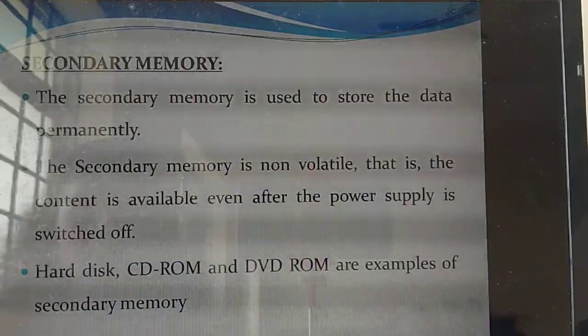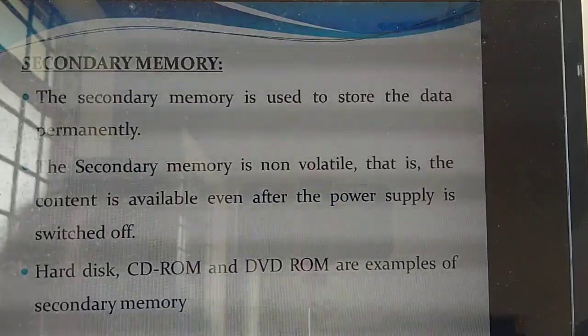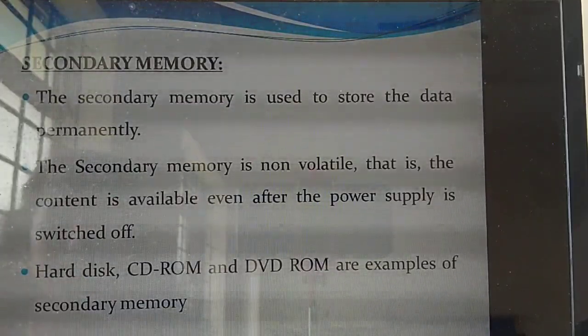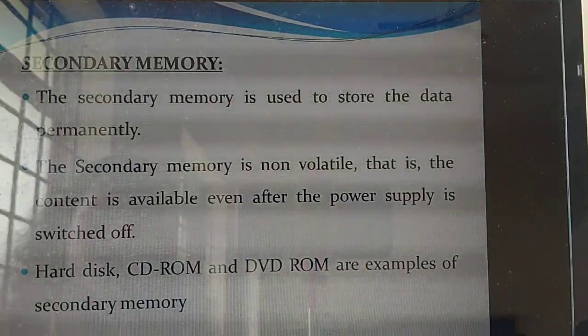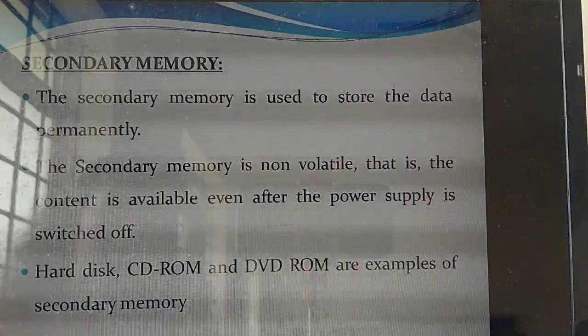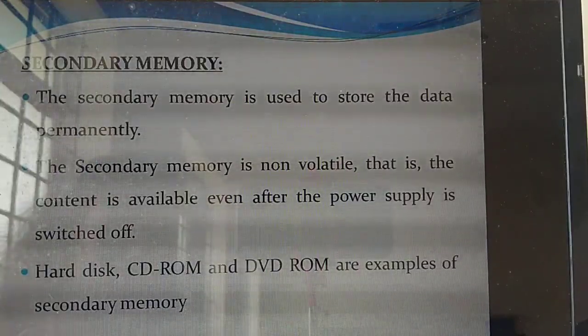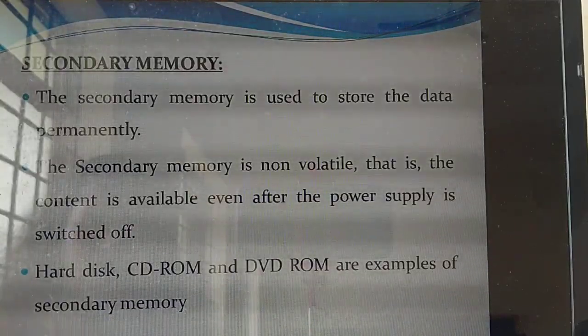Understand? Yes. Next thing is secondary memory. Some students always listen immediately, they will study and store that particular thing in the brain. That is not called secondary memory. This secondary memory is used to store the data permanently. So which memory is used to store the data permanently? Secondary memory is used to store the data permanently.